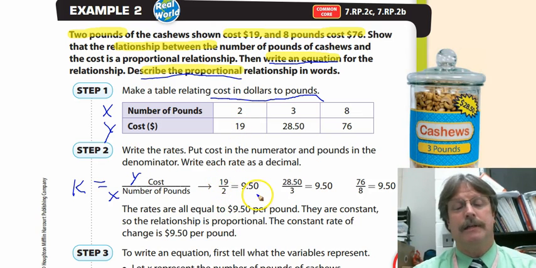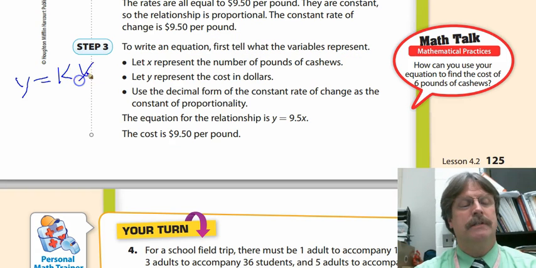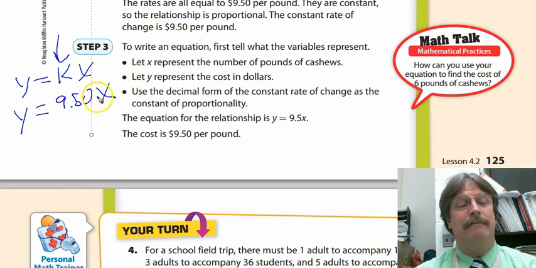So then you take your numbers. 19 divided by 2 is 9.50. 28.50 divided by 3 is 9.50. 76 divided by 8 is 9.50. So they're all the same. So the K is 9.50. In step 3, we're going to write the equation. So we simply take that 9.50 and we substitute it in place for K. So Y equals 9.50, and then we just say X. So this means to multiply 9.50 times whatever value of X is, which is pounds.